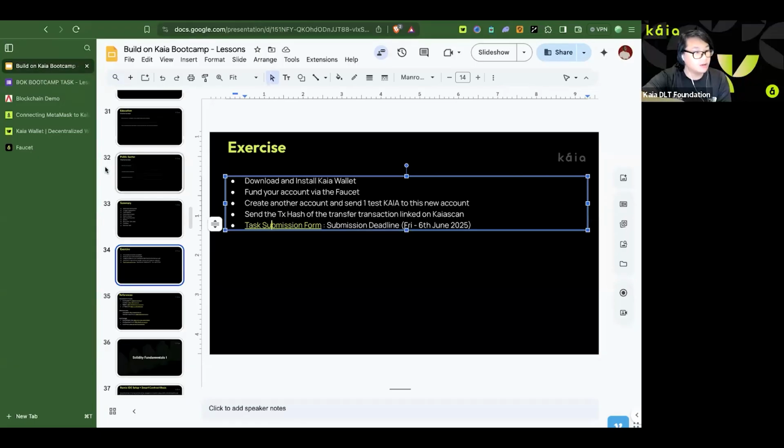Yeah, I just sent the Google form in the chat as well for everyone who is here. You can go ahead. It's a pretty easy one to do. I think just install Kaia Wallet and create your first account, a wallet. It should be quite simple to do if you all have made it this far. If you're still unclear, I think there are many tutorials online.